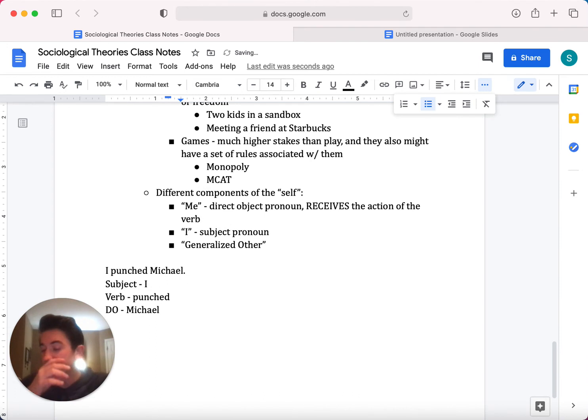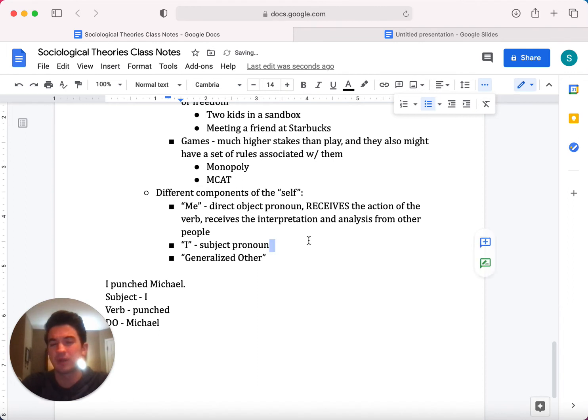And the reason that this is important is because since me is the direct object, it's the component of our identity that is receiving the interpretation and analysis from other people, okay? And this may seem confusing now, but I'm going to show you guys a chart in a second where I go through this a little bit more. So think about me. Me is the direct object pronoun, and it's receiving the action of the verb, okay?